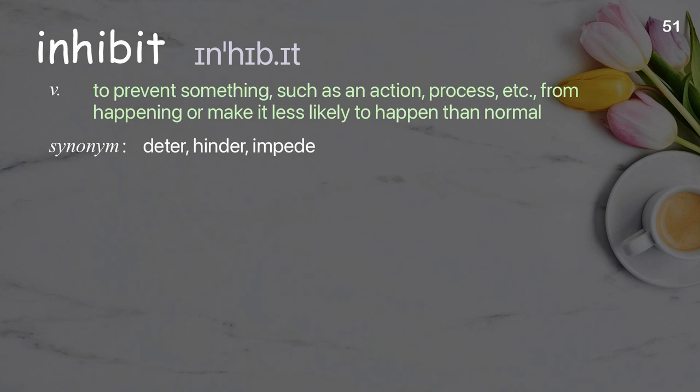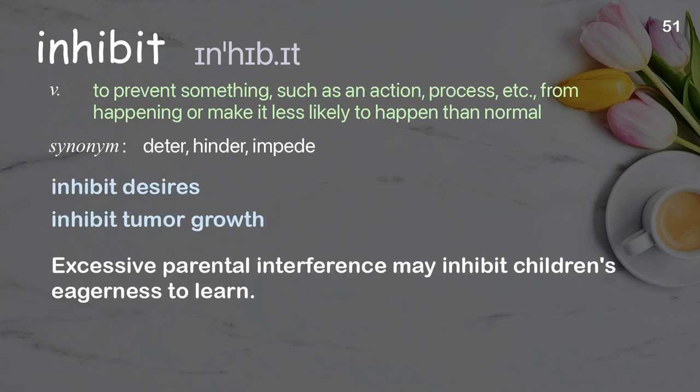Inhibit: to prevent something, such as an action, process, etc., from happening or make it less likely to happen than normal. Examples: inhibit desires, inhibit tumor growth. Excessive parental interference may inhibit children's eagerness to learn.